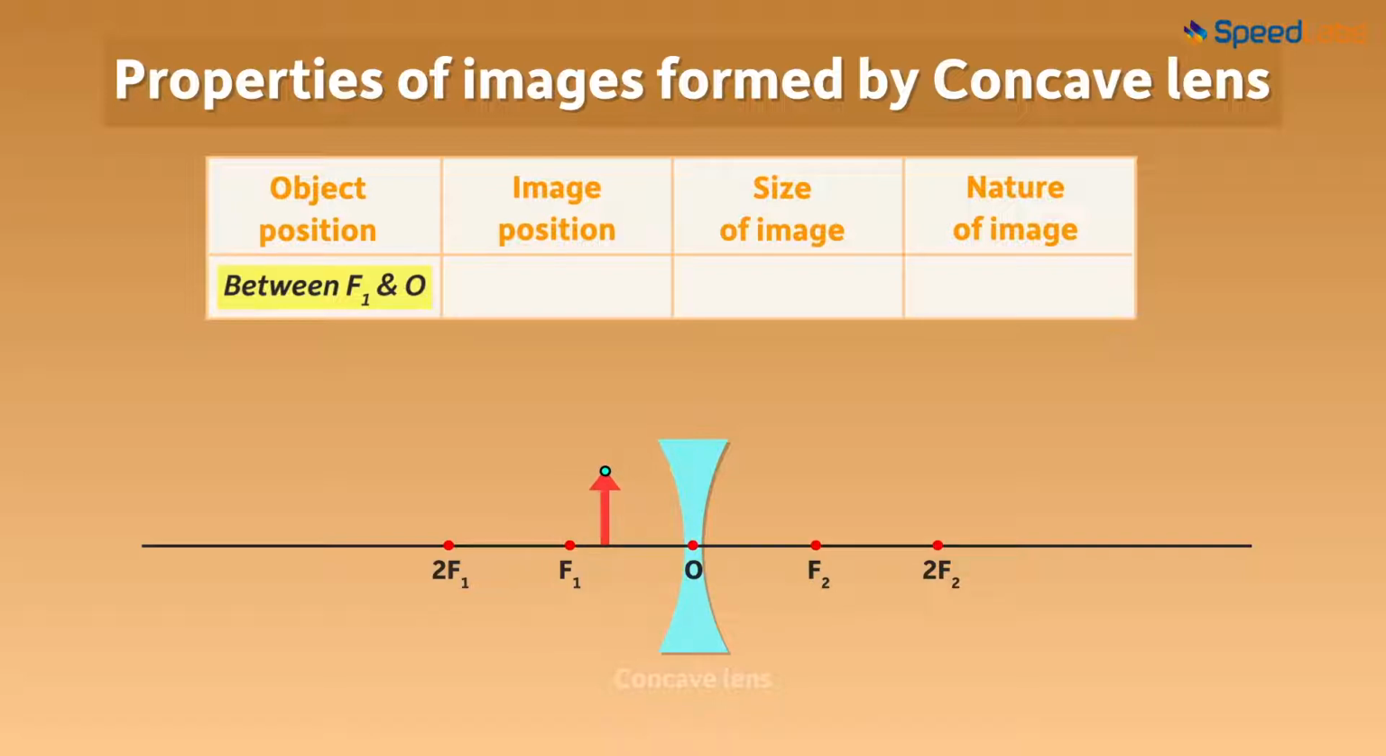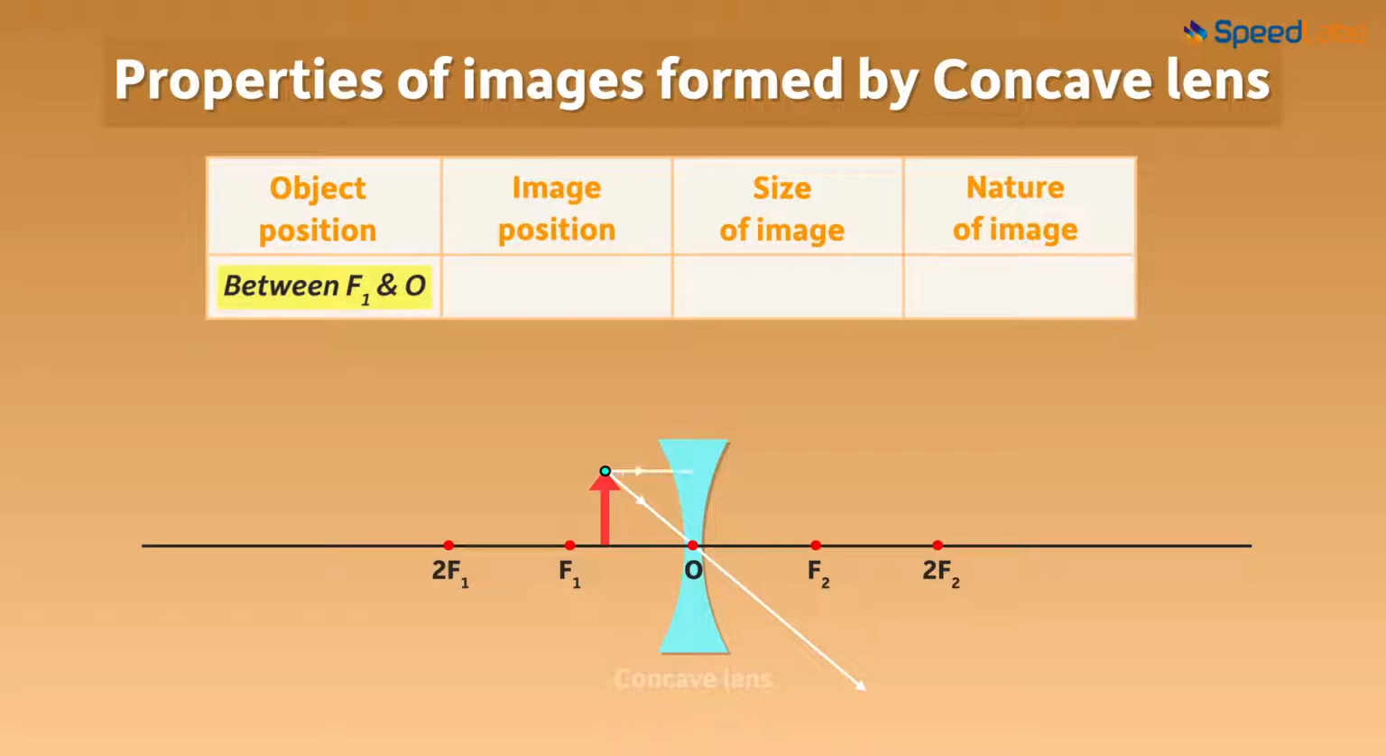Consider the top point on it. We will try to find out its image location first. Note that two rays from a point are sufficient to draw its ray diagram. Which two rays should we take? We will take the same two rays for concave lens as we'd taken for the convex lens. First, the incident ray which is passing through the optical center. It will travel in the same direction.